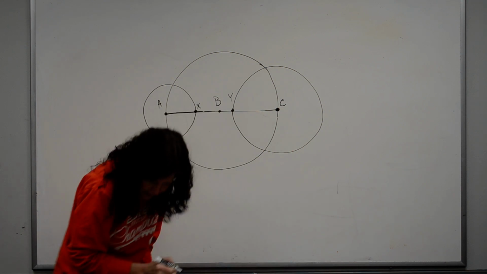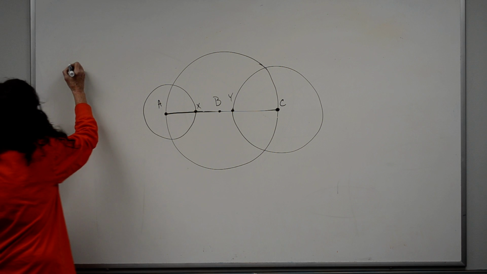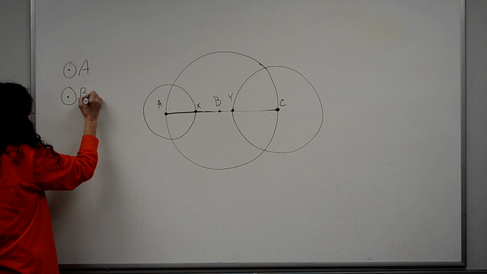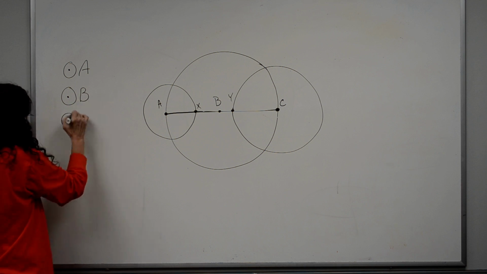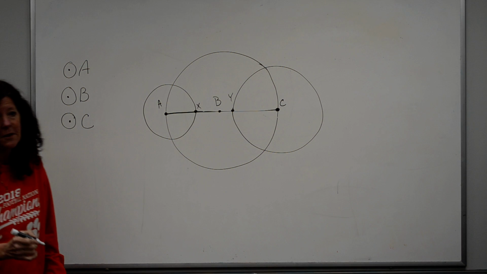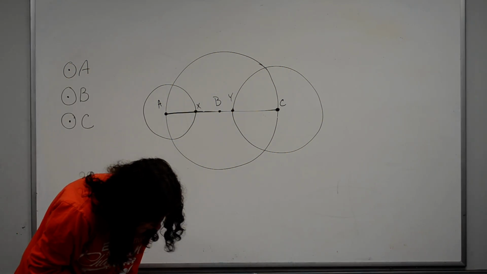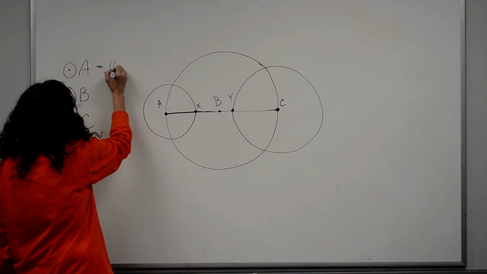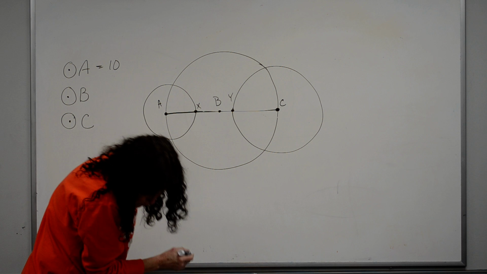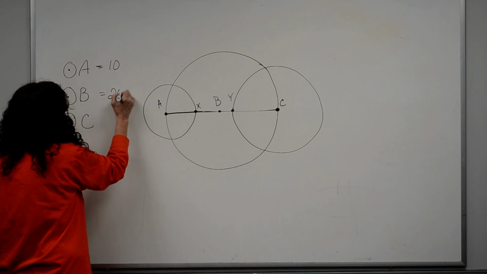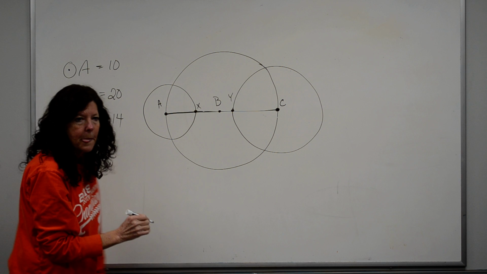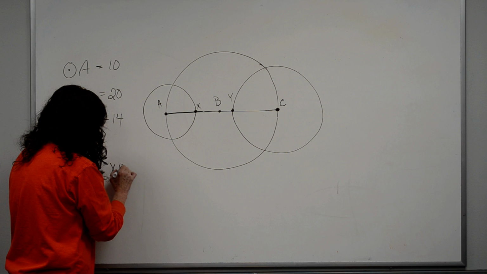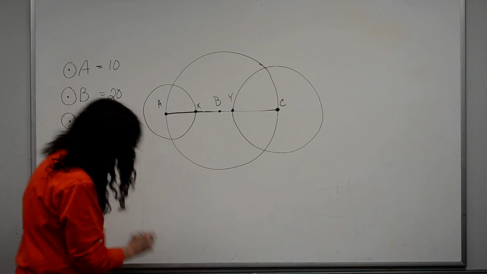Okay, now, what they're gonna tell you is that you have these circles A, B, and C. Okay, so those are the center points of those 3 circles. All right, then they're going to tell you that the diameters of those circles are 10, 20, and 14. Okay, you with me so far? Mhm. Then they're going to ask you to find some stuff: XB and BY.